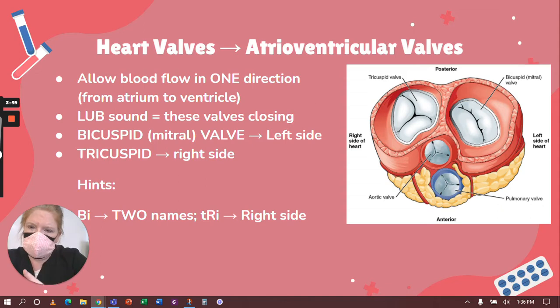The bicuspid or mitral valve is on the left side of your heart, and the tricuspid valve is on the right side. So how do you remember it? Well, bi means 2. So the bicuspid valve has 2 names. So it's bicuspid or mitral. And tricuspid, that R, tricuspid means it's on the right side. Okay. There's my little hints for you.